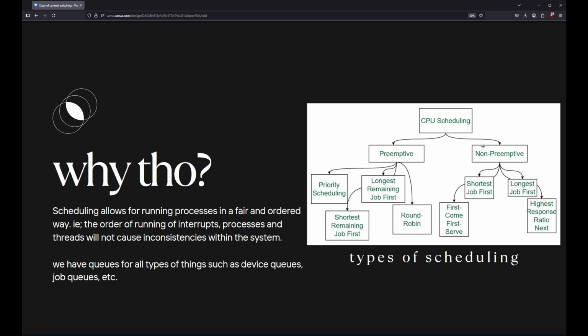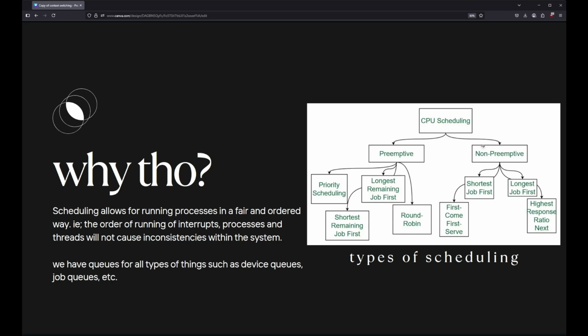Now, as you go further down this tree of different types of scheduling, we'll move on to the non-preemptive first, non-preemptive being the opposite of preemptive, where we're not relinquishing the control of the process to the OS. So things like first come first serve, shortest job first, longest job first, highest response ratio next. Highest response ratio next, I'm not going to cover, nor am I going to cover longest job first. But everything else on here, I will be covering in some detail. Actually, I also won't be covering longest remaining job first.